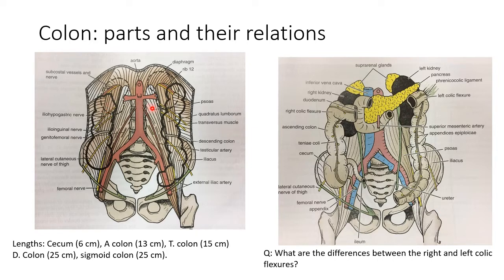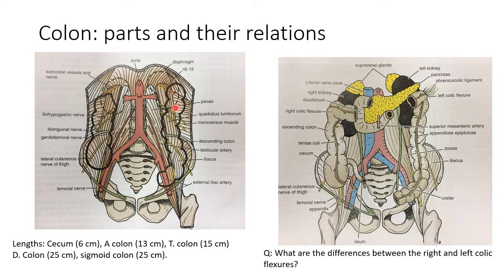Now let's compare it with the descending colon. Descending colon is also retroperitoneal, but it is much longer than the ascending colon. So it starts there at the left colic flexure and descends down retroperitoneally until it continues with the sigmoid colon close to the pelvic brim. So that's the pelvic brim.